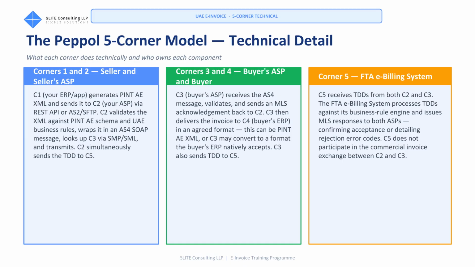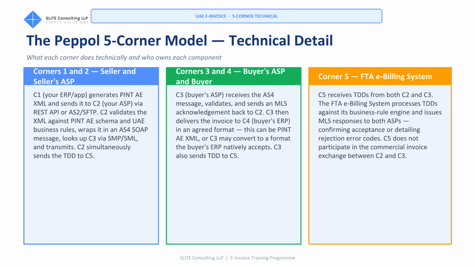Corner 3 validates again, sends an MLS acknowledgement back to corner 2, and delivers to corner 4, the buyer's ERP, possibly converting format on the way. Corner 3 also reports a TDD to corner 5. Corner 5 is the FTA e-billing system. It receives TDDs from both corner 2 and corner 3, but it does not sit in the commercial path. When you're debugging a failed send, knowing which corner reported the error is half the diagnosis.